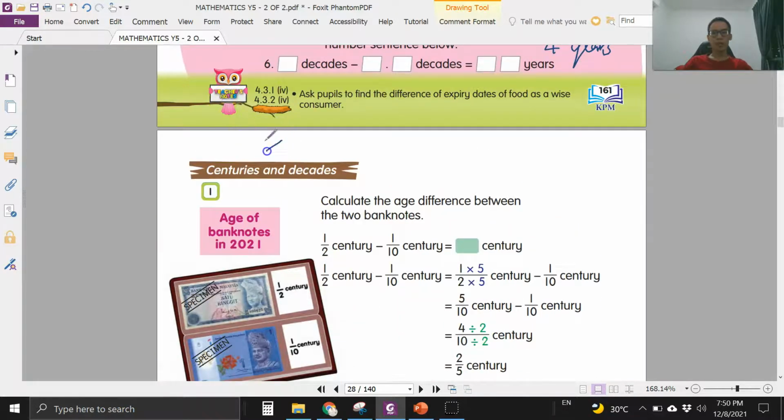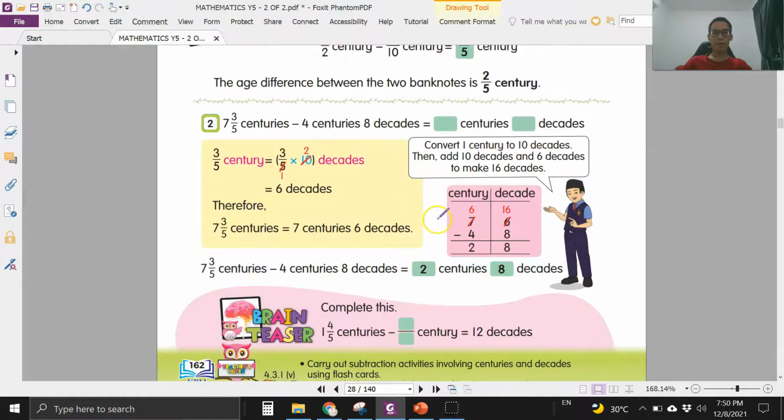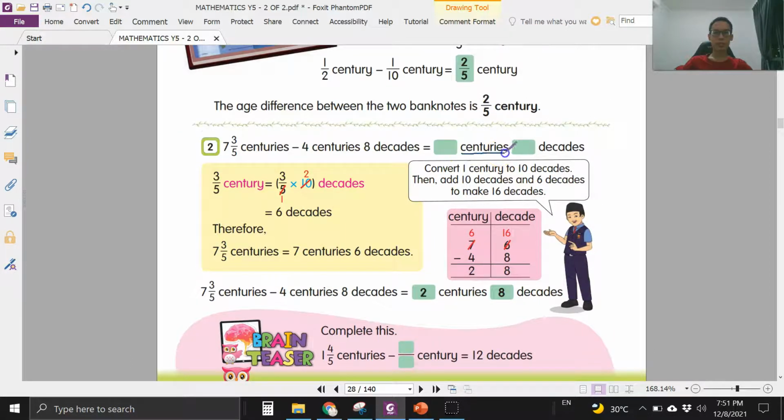Now this one, century: 1 century is 10 decades. So you have to keep this in mind when you do your calculation. So I just show you one example. Okay, this one, the question is asking for centuries and decades. So this one is already in the correct unit. This one you have to split them.